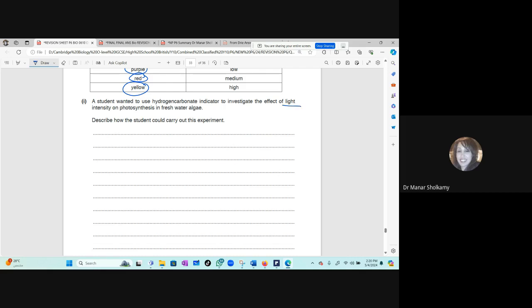Now, how will you use hydrogen carbonate indicator to investigate the effect of light? How do we change light in plants? Intensity. By changing the lamp distance. Very good. We will use a lamp at different distances. Now here, what do you put between the lamp and the plant? A tube of water. Water. Yes.